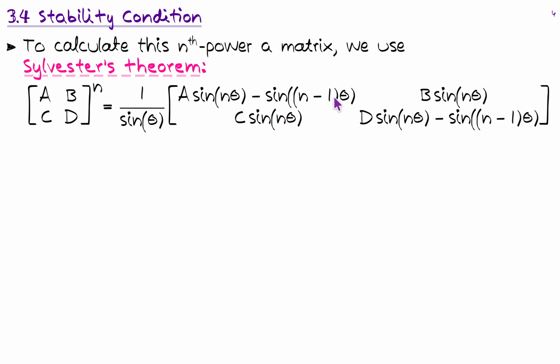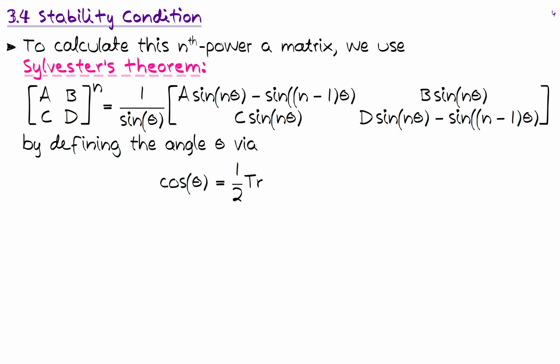This would be the first component. We have these weird-looking terms here. Then we have the B term times sine of n theta. Then we have the C term also modified, and finally the D term modified, where n is physically the number of round trips. The defining angle theta is given by cosine of theta equals one half of the trace of the matrix ABCD, that is, A plus D divided by 2.